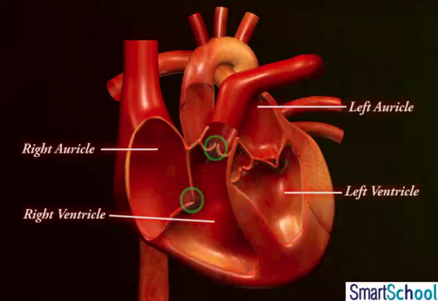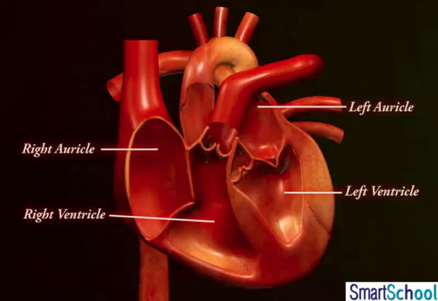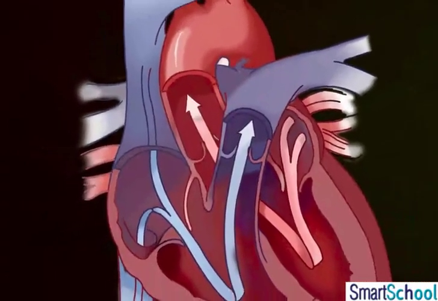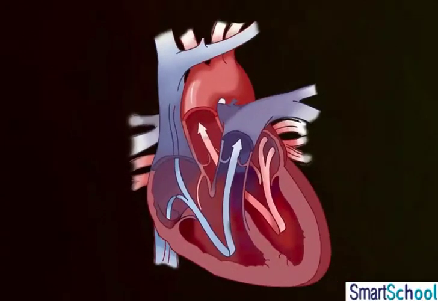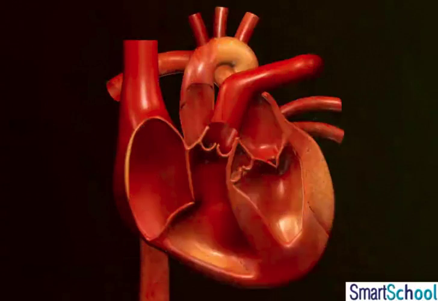There are two valves between the right auricle and the right ventricle. These valves provide one-way passage for the unidirectional flow of blood from the auricle to the ventricle. The walls of the heart are composed of special muscles called cardiac muscle fibers. Many blood vessels originate from the heart, the important ones being the aorta, pulmonary artery, the superior vena cava and the inferior vena cava. Let us now understand how the heart functions to purify the blood.